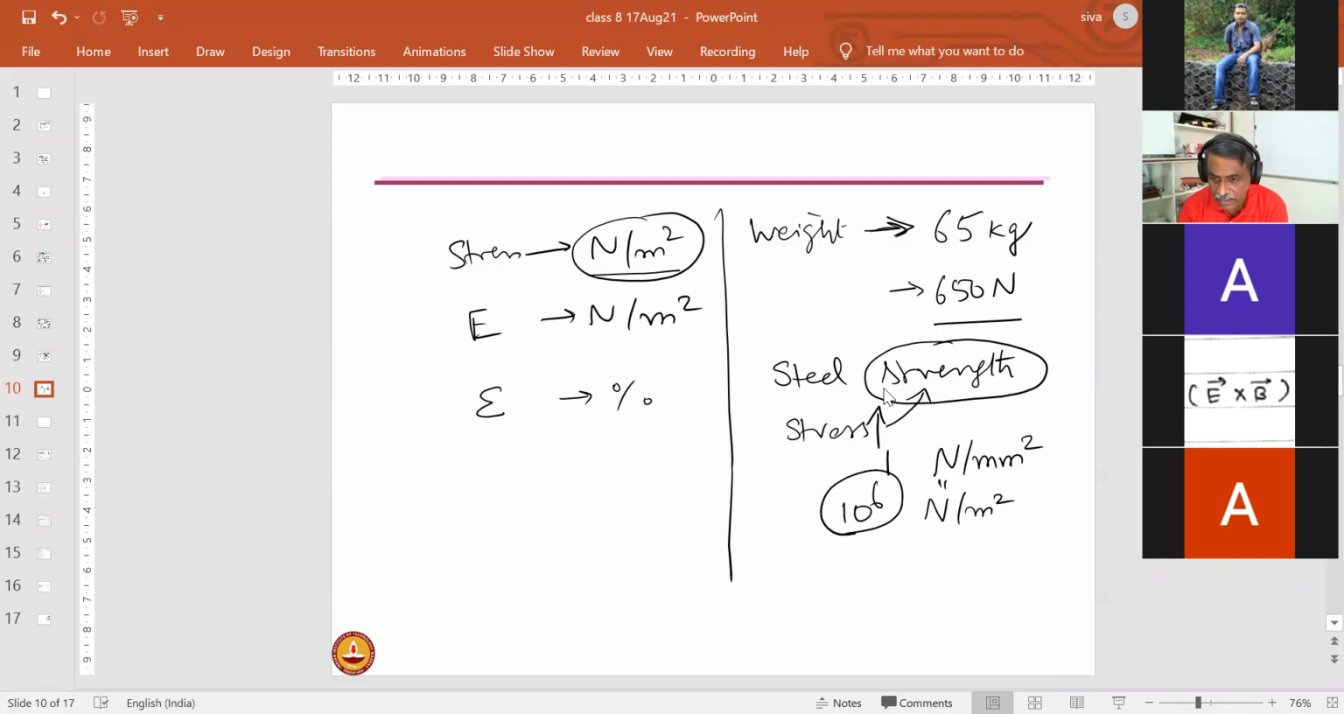What is the word that we use for 10 raised to 6? Anybody? Mega. So I'm going to use mega. I'll borrow this word Pascal. So I'm going to use for stresses megapascal, MPa. Remember this word MPa.